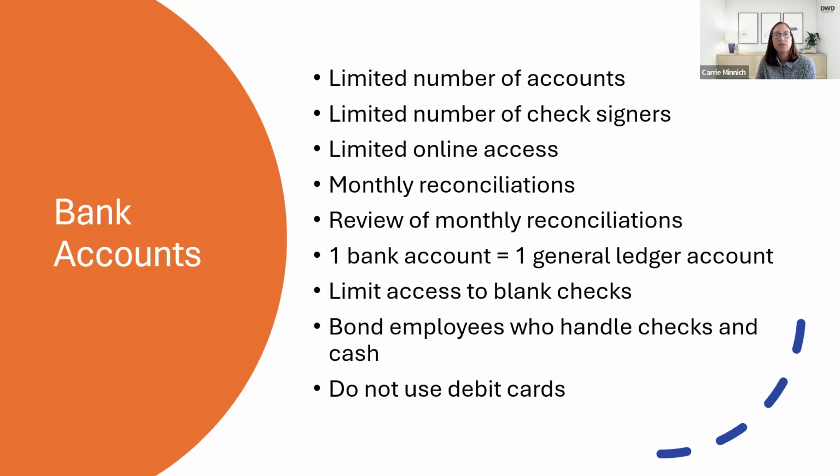When the individual reviews the bank reconciliation, they need to document that they did that. So they need to put their initials and dates on the face of the bank statement that they did that, or on the bank reconciliation. They need to look at the bank statement and the bank reconciliation. They should be reviewing the activity.